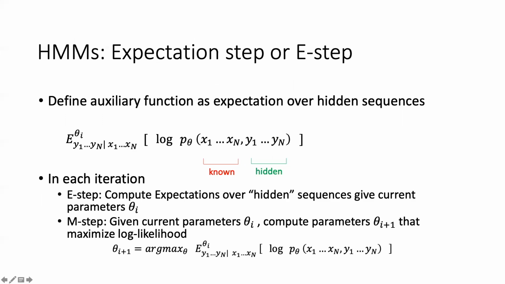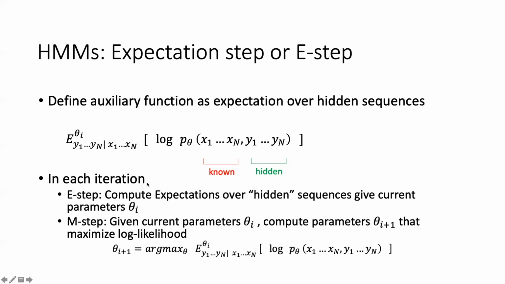In order to solve using EM, we have to define an auxiliary function. In this case, it's an expectation over the hidden state sequences of the joint distribution, where the observations are known and the state sequences are hidden and unknown.